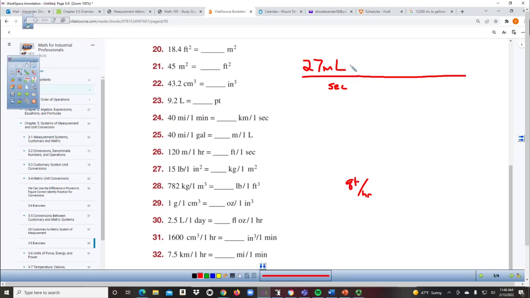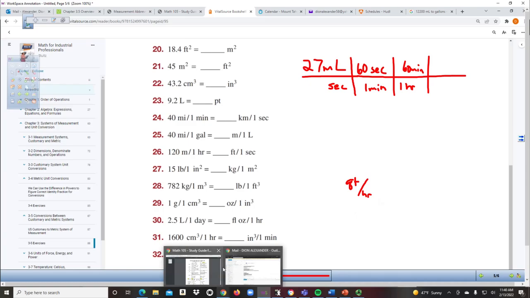All right, so once again, the seconds to hours should be easy, right? Because there's 60 seconds per 1 minute, and there's 60 minutes per 1 hour. All right, and so now let's get the milliliters into quarts.